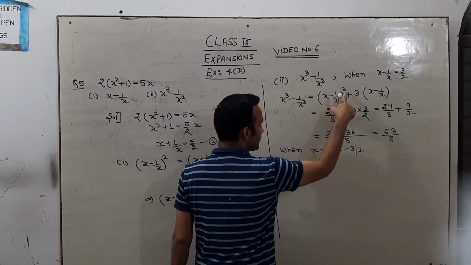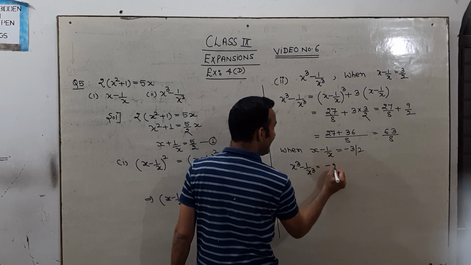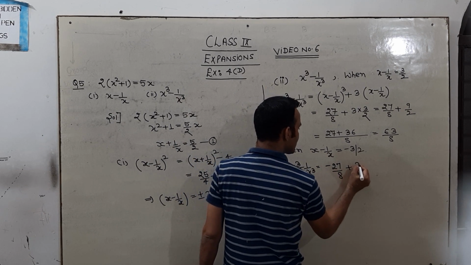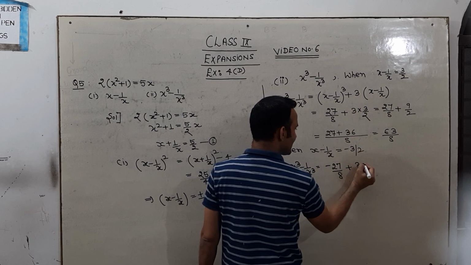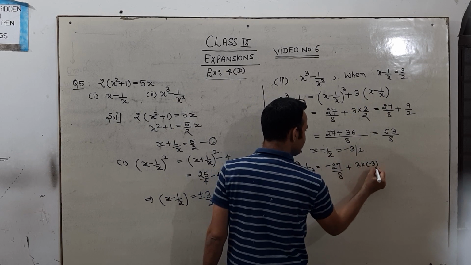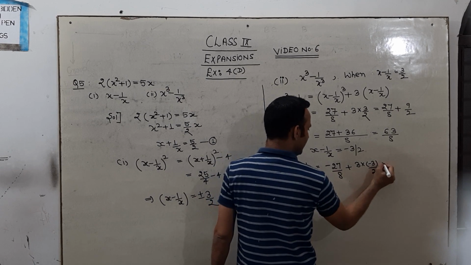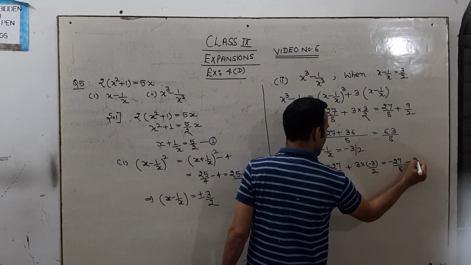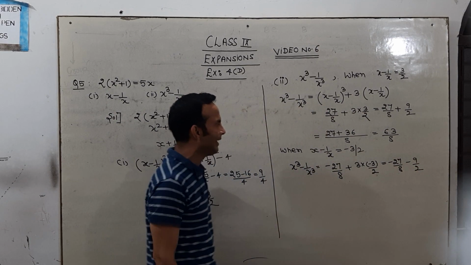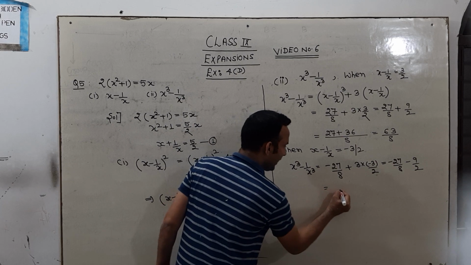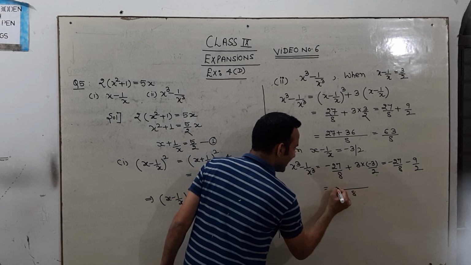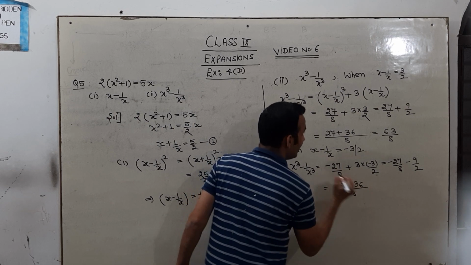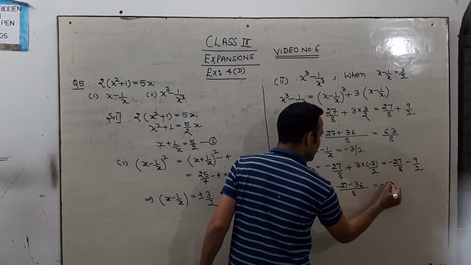x minus 1 upon x whole cube means negative 27 upon 8. Okay, plus 3 times of the value of x minus 1 upon x, which is negative 3 upon 2. Once again, see here, minus 27 upon 8 minus 9 upon 2. Okay, LCM is what? 8 minus 27. 2 4 are 8, 4 9 are 36, means negative 63 upon 8.